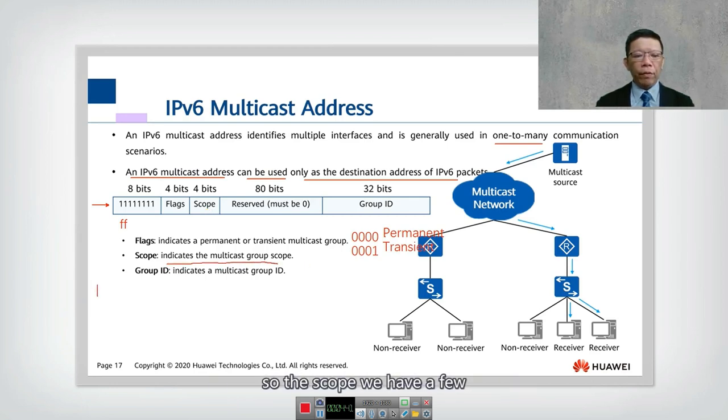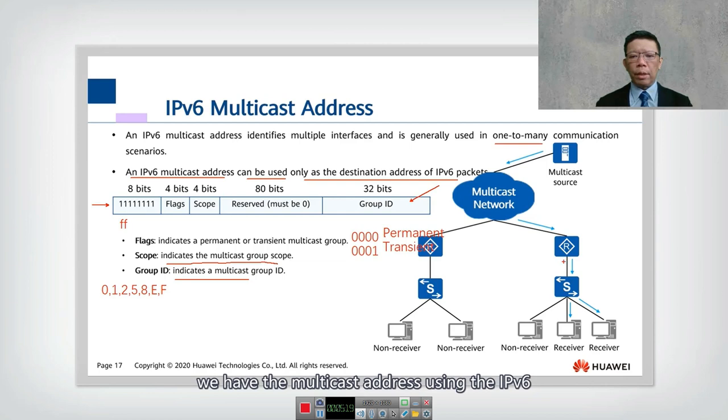So for the scope, we have a few. We do have a scope of 0, 1, 2, 5, 8, E, and F. Now each of these numbers represents some scope. For example, 2 basically means it's a link local scope. 5 is site local. Okay, so you can refer back to this manual if you are interested in the scope. I just want to tell you that this is the scope on the 4 bits. And we also have the group ID. So the group ID, which is this part here, is our multicast group ID. So now you can see we have the multicast address using IPv6.